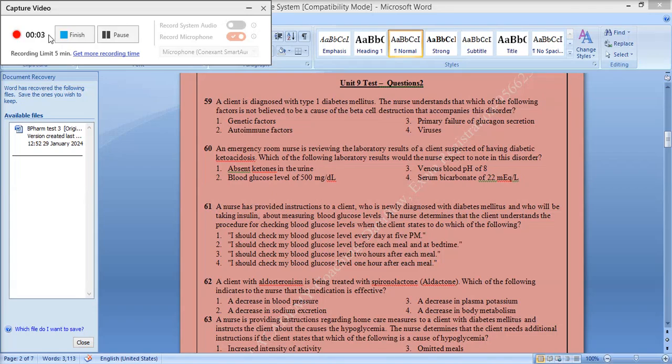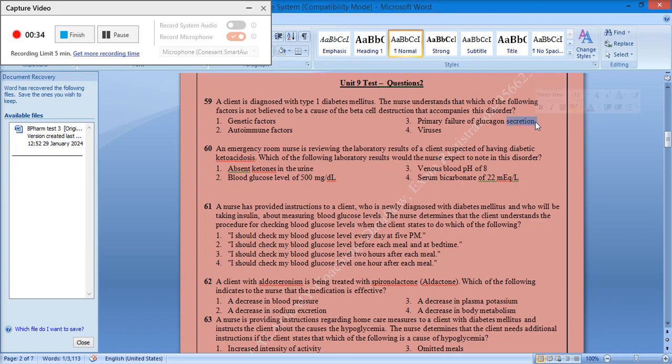Unit 9 Test Questions 2. 59. A client is diagnosed with type 1 diabetes mellitus. The nurse understands that which of the following factors is not believed to cause the beta cell destruction that accompanies this disorder? 1. Genetic factor. 2. Autoimmune factor. 3. Primary failure of glucagon secretion. 4. Viruses. The correct answer is 3. Primary failure of glucagon secretion.